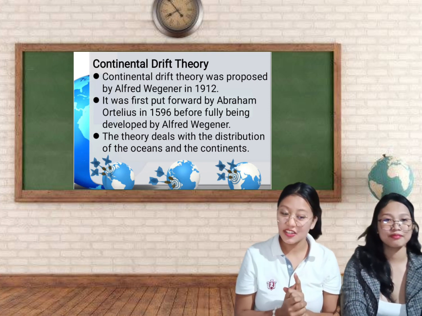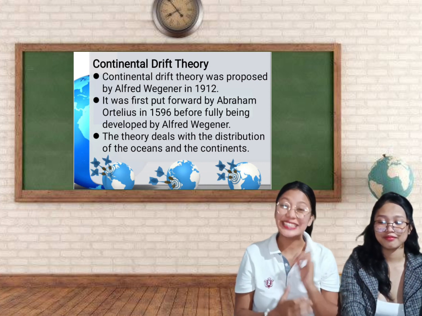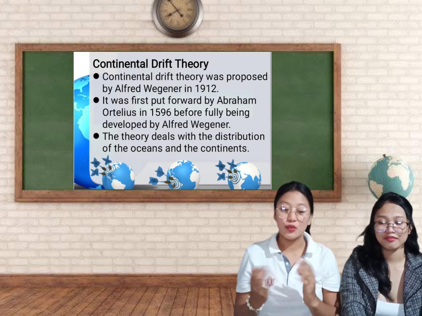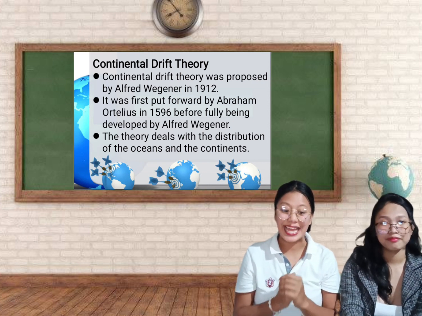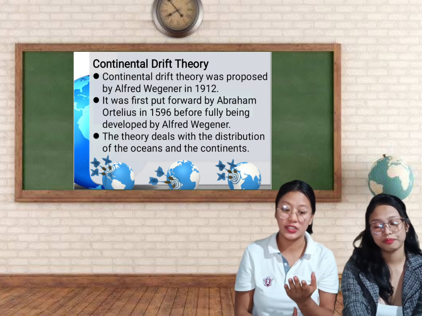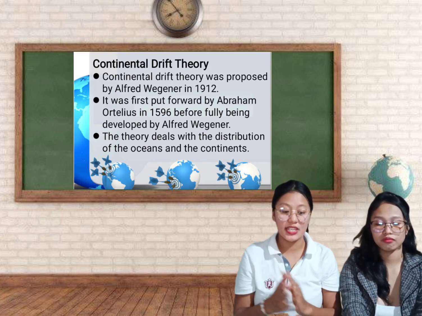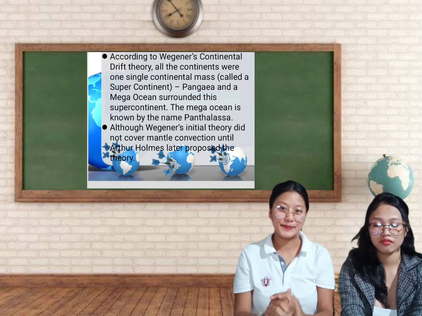So, Continental Drift Theory was proposed by Alfred Wegener in 1912. It was first put forward by Abraham Ortelius in 1956 before fully being developed by Alfred Wegener. The theory deals with the distribution of the oceans and the continents.